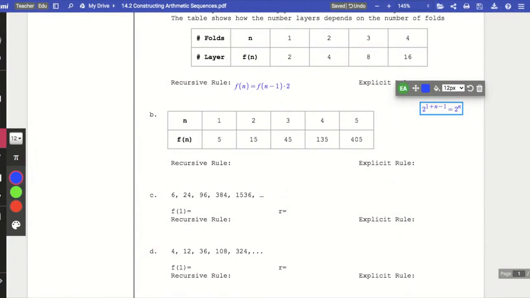We're still looking at that same word problem for part B, but this time we're looking if there's 1 fold, then there's 5 layers. 2 folds, there's 15. 3 layers, 45. 4 layers, 135, and 5 layers, 405.